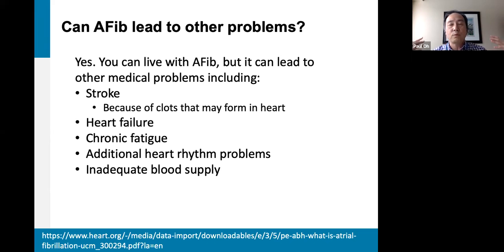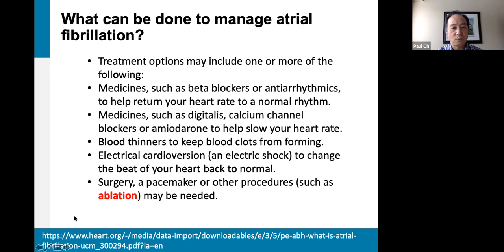Other people, if the quivering goes on for a long period of time, days, weeks, months, at a very rapid rate, well, our hearts are going to get tired out and we may develop heart failure or just feel tired out all the time, or our rhythms may even get worse, or we just won't have an adequate blood supply throughout the heart. So this is not a happy situation for us. So we may want to actually manage the atrial fibrillation wherever we can. And the approaches may involve some of the following.